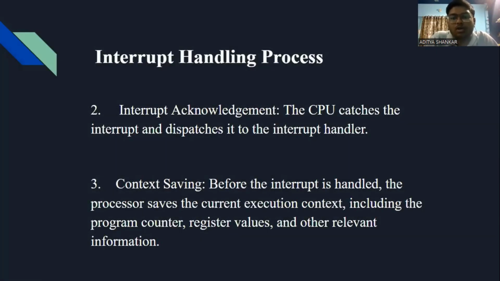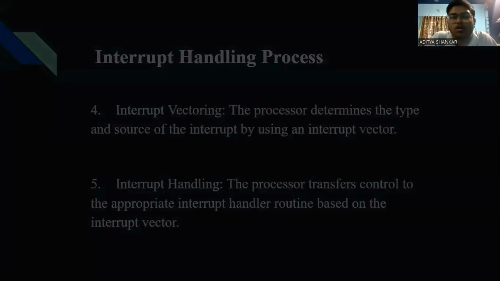Next is interrupt acknowledgement. When the CPU catches the interrupt, it checks whether there is an interrupt and dispatches it to the interrupt handler. In between, what happens is context saving. Before the interrupt is handled, the context of the operation that was being executed needs to be saved, like its program counter, that is the location of the instruction, the register values and other relevant information, because an interrupt is being handled.